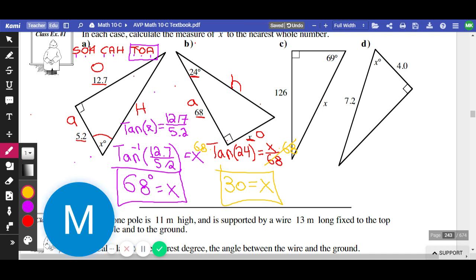Next, this is really just a review of the last 2 lessons, just mashing them all together. Try C and D. I'll give you about 5 minutes to do both of them. Both are SOH CAH TOA questions. I'll write the answer on the board so you can check your work.